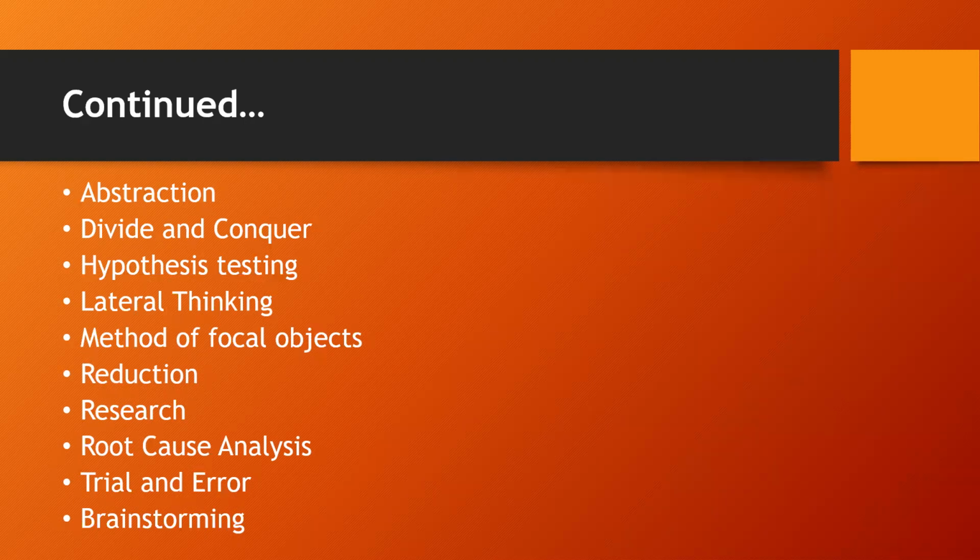Next is lateral thinking. It involves looking for alternative ways of defining and interpreting problems. So there are alternative ways of defining and interpreting the problem. Next is method of focal objects, that is synthesizing seemingly non-matching characteristics of different objects into something new and reaching a solution. So there are two non-matching characteristics of different objects, and you are trying to combine them. So that is method of focal objects.